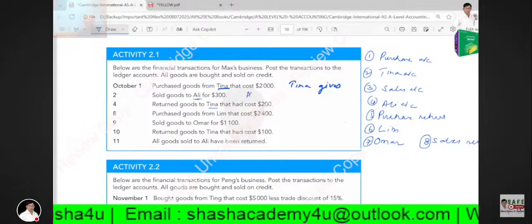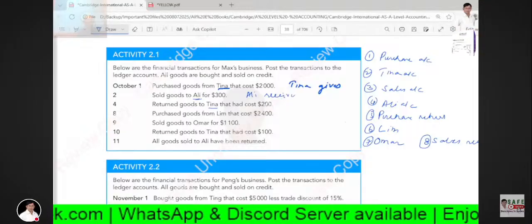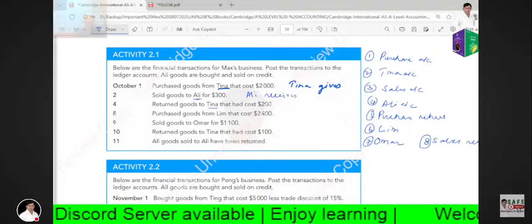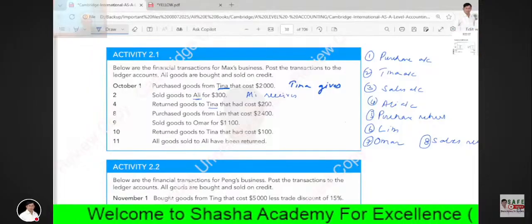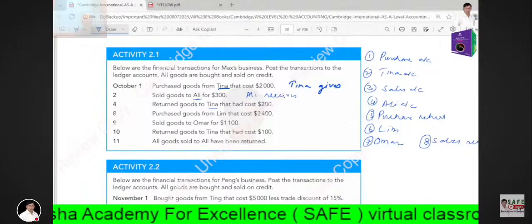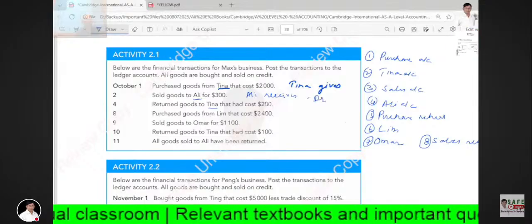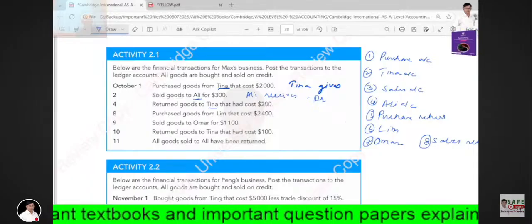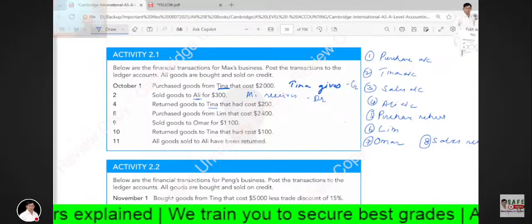Ali receives. Debit the account that receives. That is what we learned in the rules of accounts. So Ali receives, that is why we have to debit. Debit the account that receives, credit the account that gives. This is the main thing you should understand.